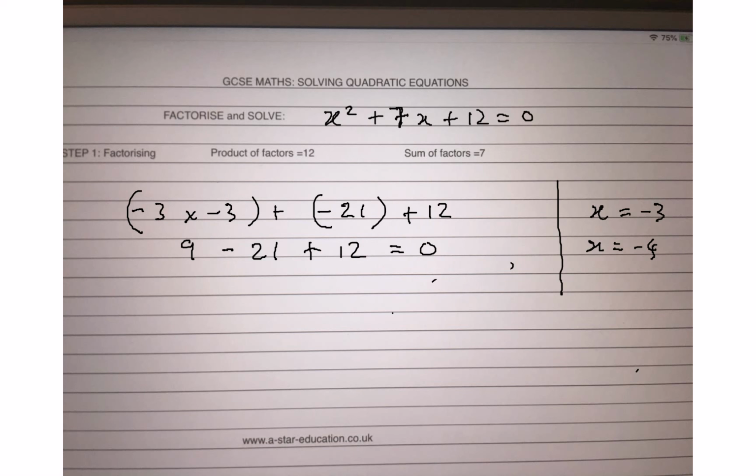So that shows that this solution here, x equal to minus 3, is correct, because when we put x equal to minus 3 into this equation here, we get 0. So that solution there is correct. All we need to do now is to check the other solution here, x equal to minus 4, put that in here and see if we get 0 again.